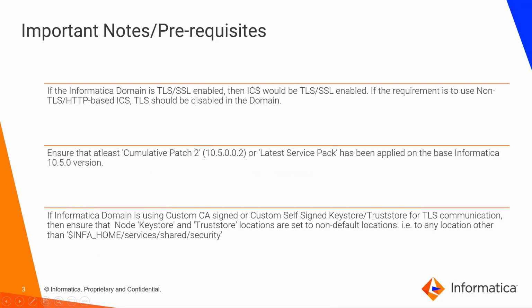Before we proceed further to discuss in detail how to generate those certificates and what the options are, there are a few prerequisites. The very first prerequisite is that if your domain is SSL enabled, then your ICS has to be SSL enabled as well. We cannot have the domain as non-SSL and ICS as SSL. That is not possible. Both have to be SSL, or both have to be non-SSL.